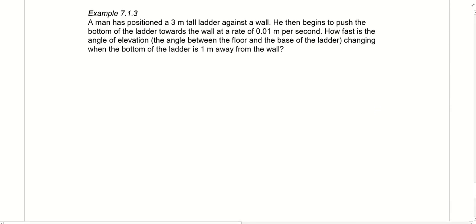So let's start by seeing if we can draw a picture to get a better idea of what exactly is going on in this sort of an example. So we have a wall. Let's assume here that we're dealing with a wall that is at a 90-degree angle to the floor. Just an assumption here, but that's usually how walls work, so we can make that assumption. So there's my wall. I got my floor, and I've got a ladder. So let me just draw a little ladder here for us.